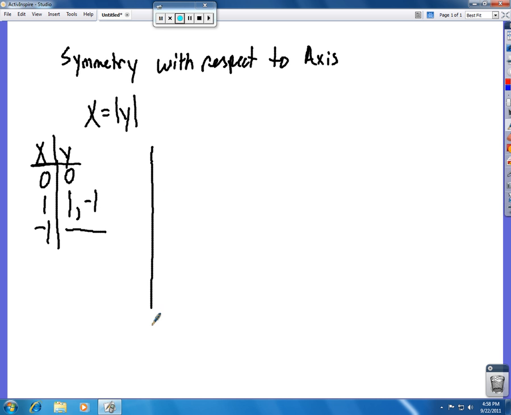So that should be kind of a tip-off to you when you're graphing this that you're not going to have a negative x value. So you're just going to graph your points. You got 0, 0, and then right here you have 2 points. You have 1, 1, and you have 1, negative 1. So it's going to look like this. And with the absolute value, it is a straight line, so you will be connecting your dots this time, as opposed to like with the parabola.